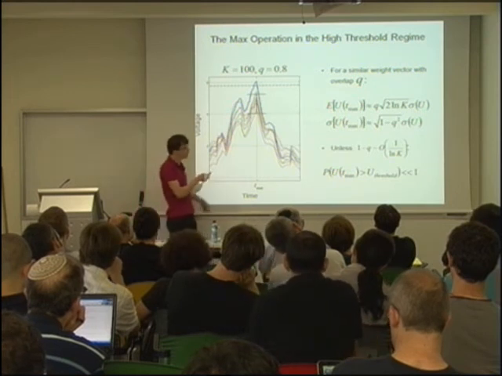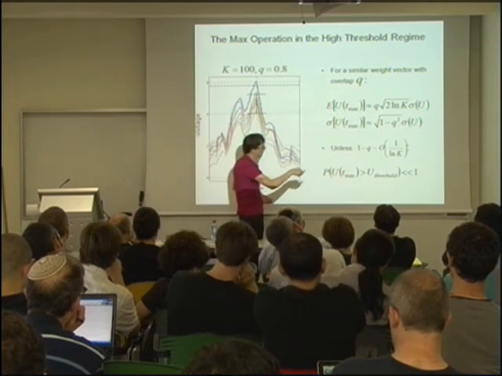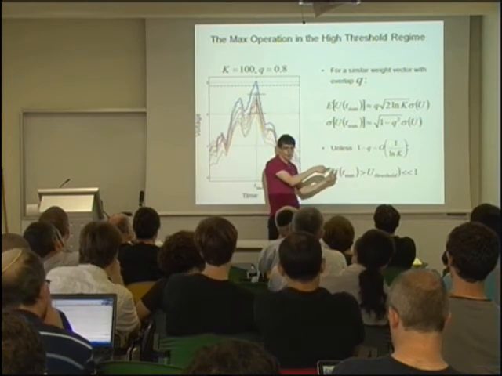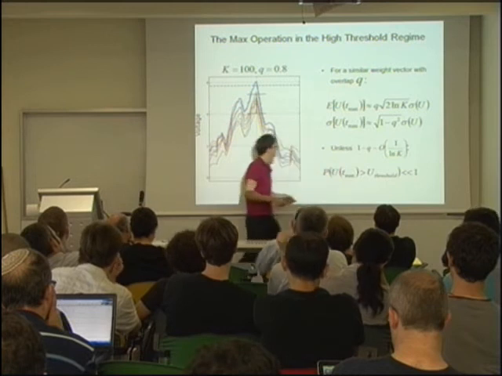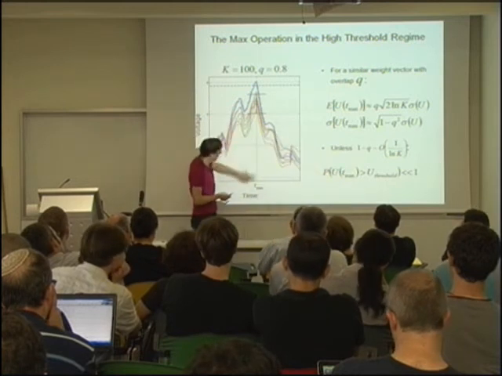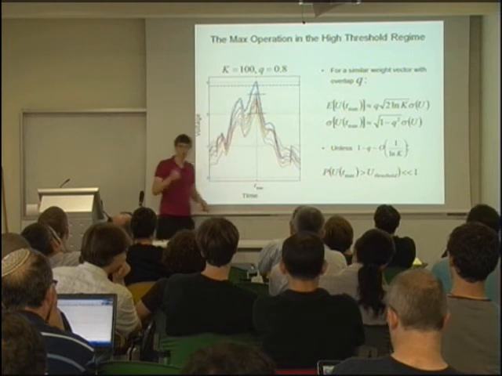Only when will we have correlation? Only in the regime when 1 minus q is very close to 1, of the order of 1 over log k. Only then will the voltage at this time be correlated with the voltage of the original weights.